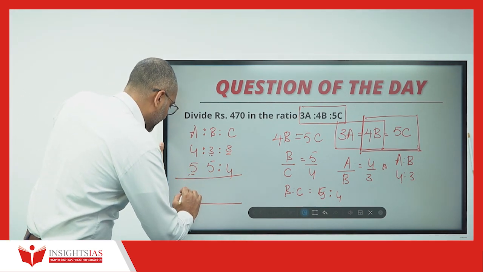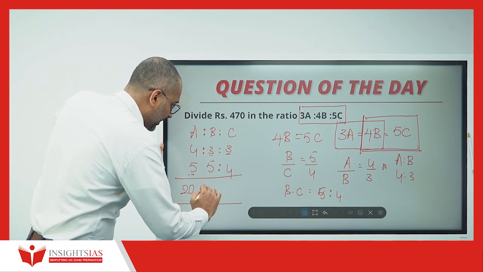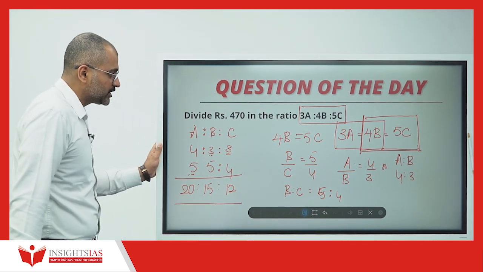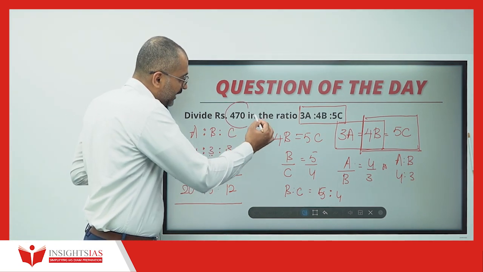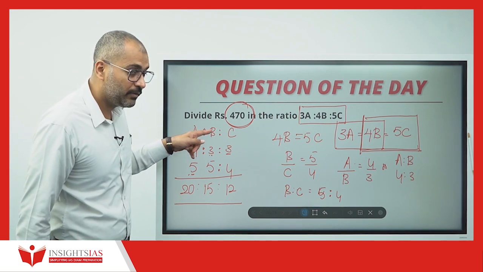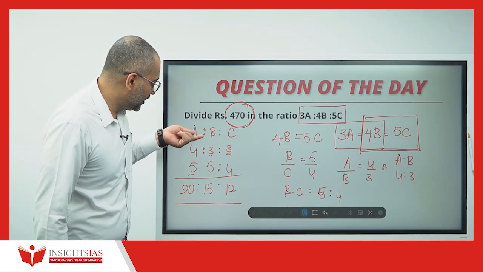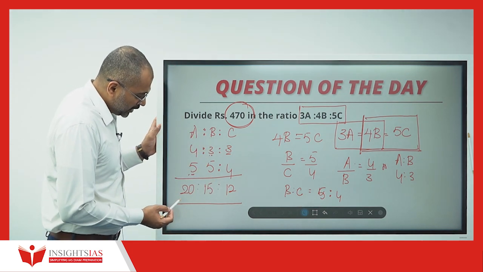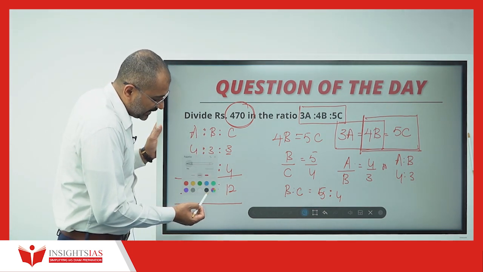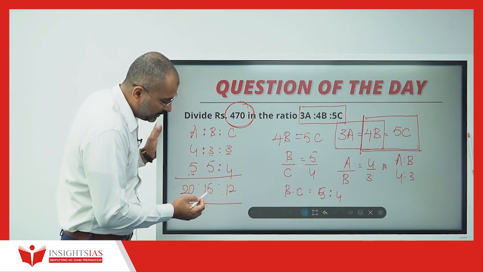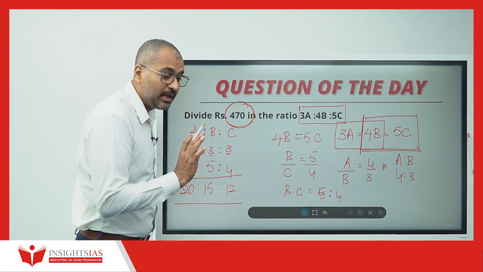Now, 4 into 5 multiply 20. 3 into 5 multiply 15. 3 into 4 is 12. This is the ratio at which 470 is divided now. Okay, 470 rupees is divided among ABC in the ratio 20 is to 15 is to 12. So, look here now, A is getting 20 parts, B is getting 15 parts and C is getting 12 parts here.